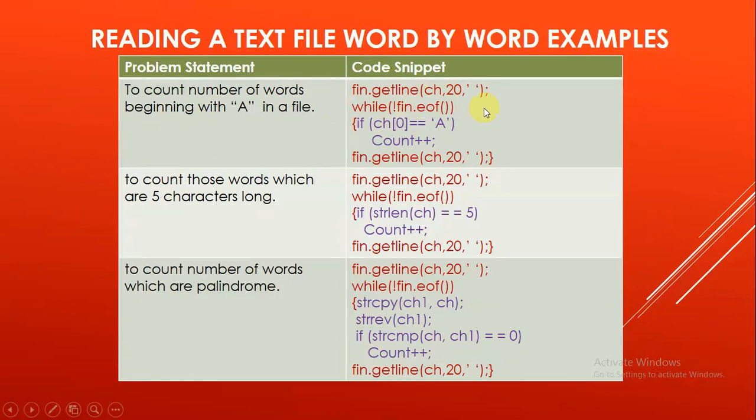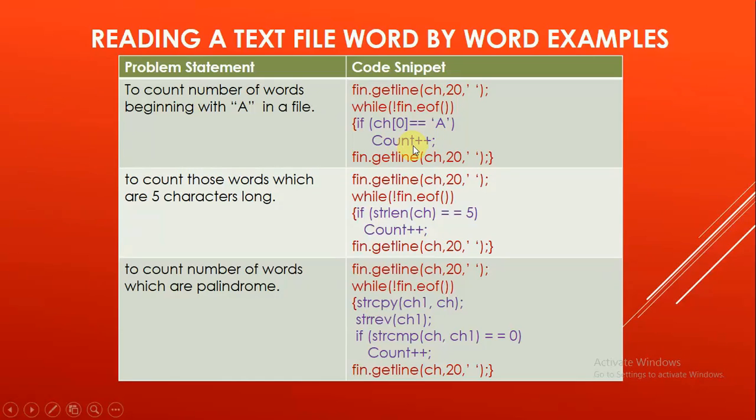Then I will check the condition while not fin.eof. If ch[0] is equal to A. Now my word is stored in ch. And I have to count the number of words beginning with A. The first letter should be A. So I am checking whether ch[0] is A or not. And if it is A, I will increment my count variable.